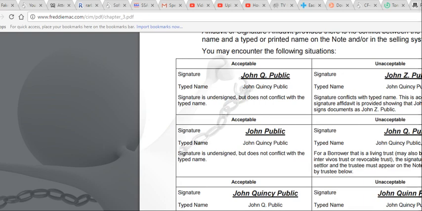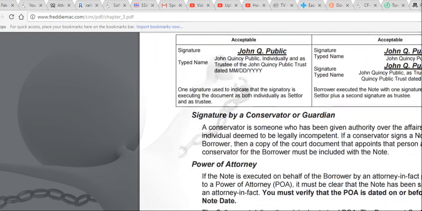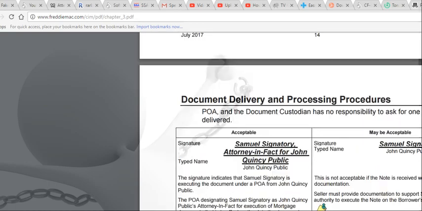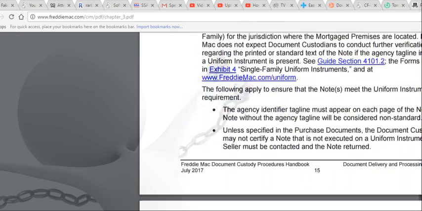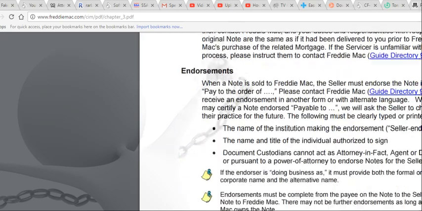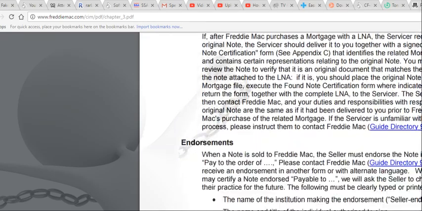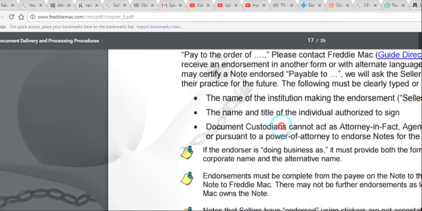Okay? Pay attention. These are signatures. They are not endorsements. Let's go down to 17 for endorsements, people. Delivery of documents. Samuel, attorney in fact for John Q. Public. They say that's acceptable on POAs. I'm looking for the endorsements. They say, oh, page 17. That's where endorsements is right here. It's 17, y'all. Pay attention.